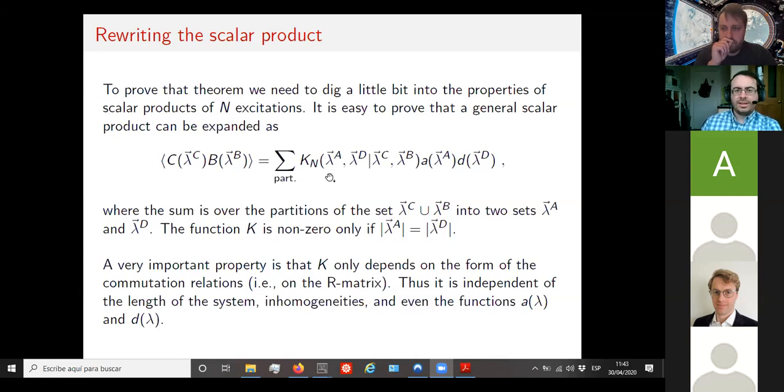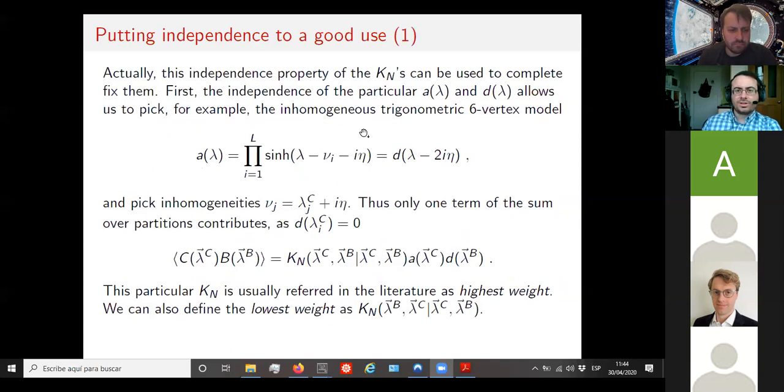So at the end, this K is only going to depend on the R matrix, and not on the monodromy matrix you are using. What does that mean? That this K is going to be independent of the length of your spin chain. It's going to be independent of the inhomogeneities you are using. And it's going to be independent even of the functions A and D you are using. So that's a lot of independence of this Kn. So we can use that to our advantage to find the particular values of these Kn's. And that's what Korepin does.